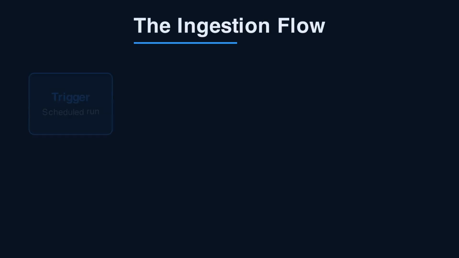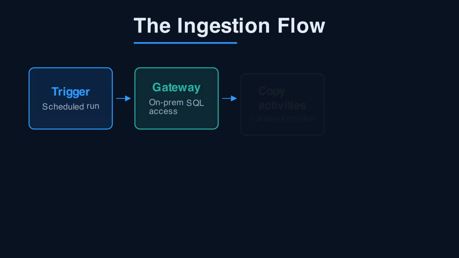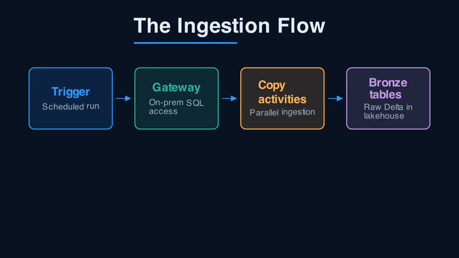Now follow the data. A trigger fires the pipeline on a schedule. The first activity is a copy activity reading from on-premises SQL Server. Because that source lives behind a firewall, the request routes through the on-premises data gateway, which holds the secure outbound connection. In parallel, a second copy activity pulls from the cloud REST API. Both land raw data as delta tables in the bronze layer of the lakehouse.